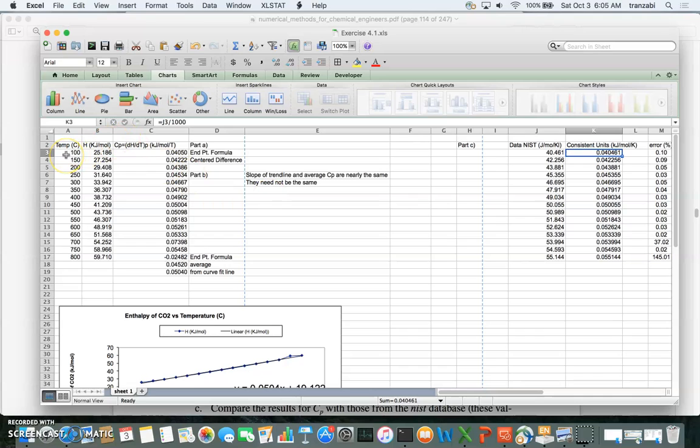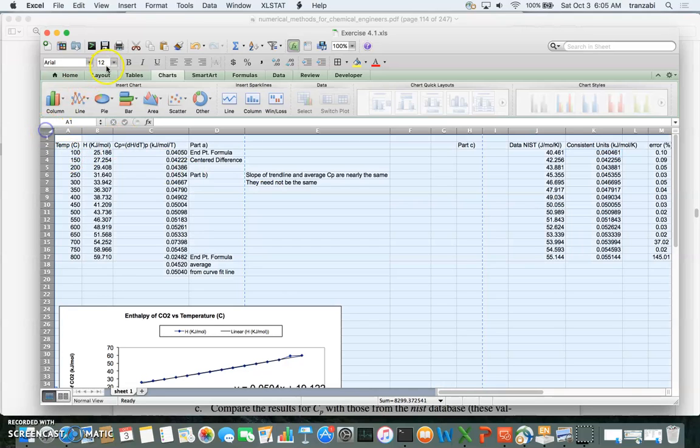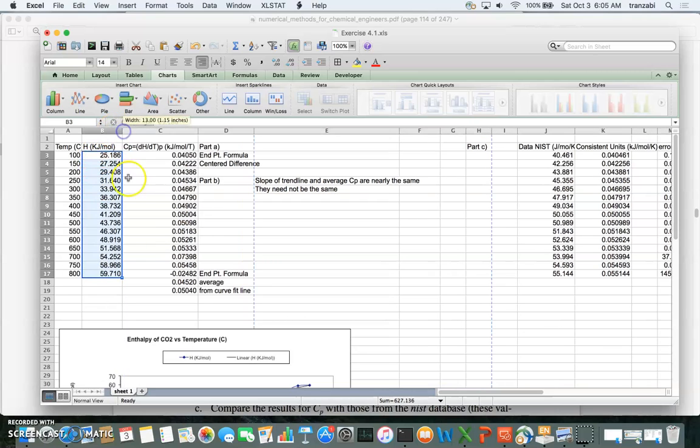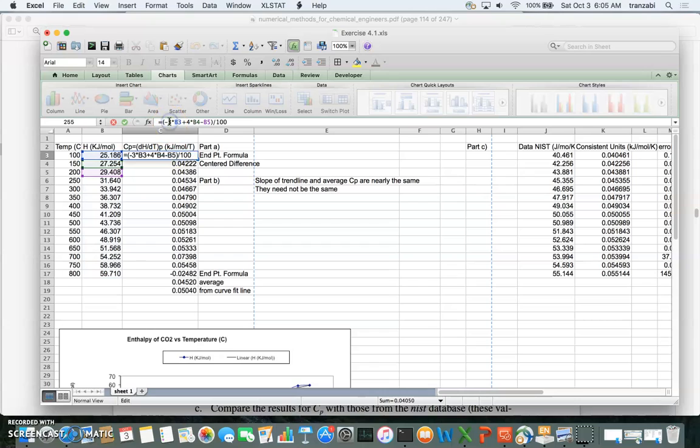So this is the table exactly like in the textbook. If I increase the font to 14. Right, so this is the temperature, this is enthalpy, and the unit is kilojoules per mole. Okay, so we're going to carry out the derivative. For the first cell right here, we have to use endpoint. Why? Because, well, what are the options?